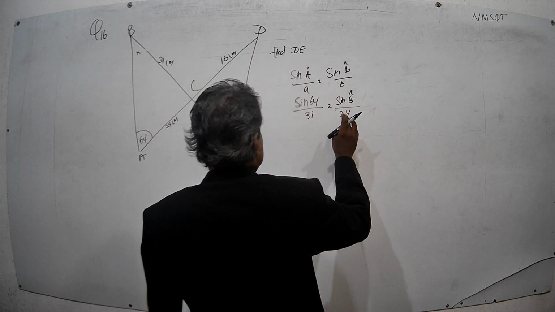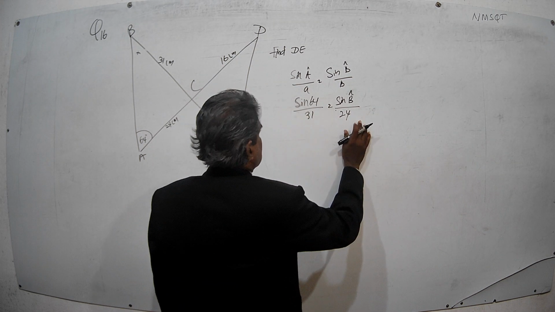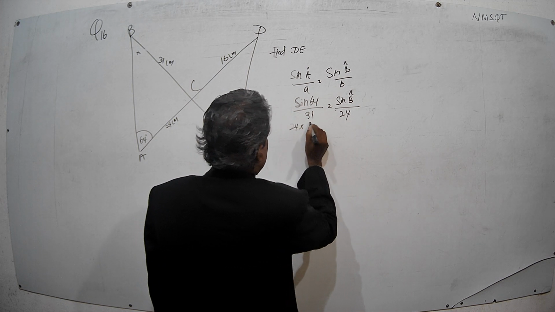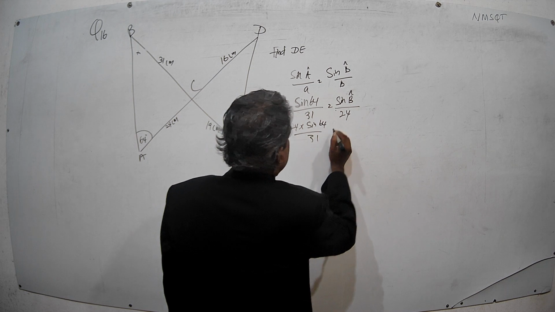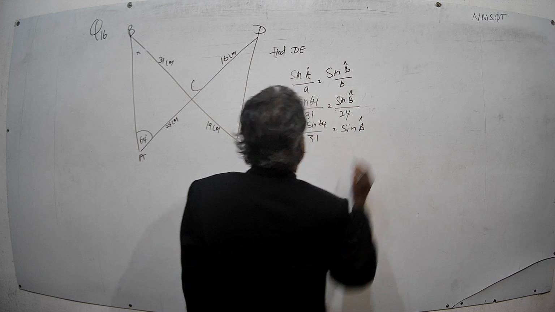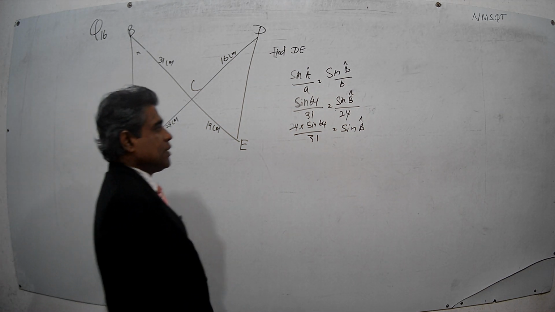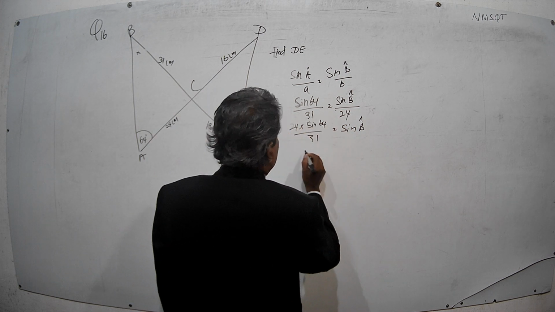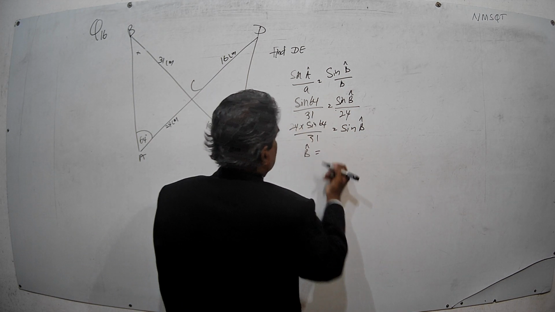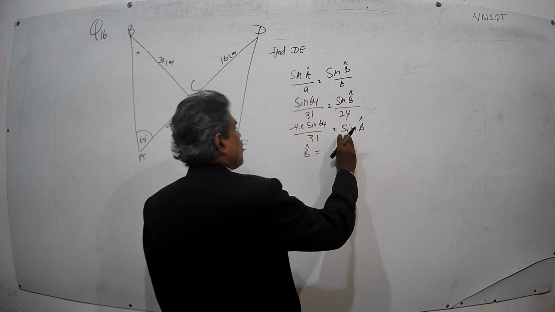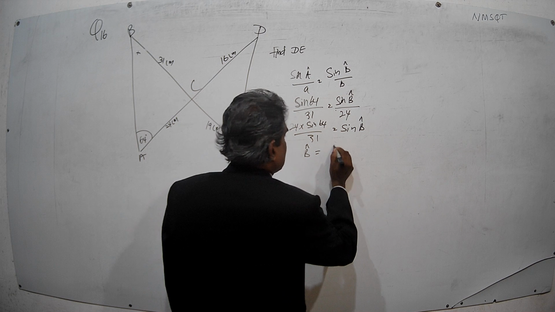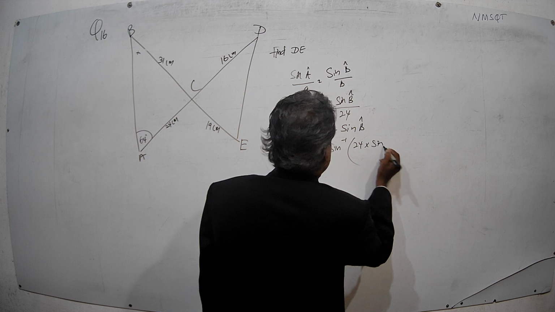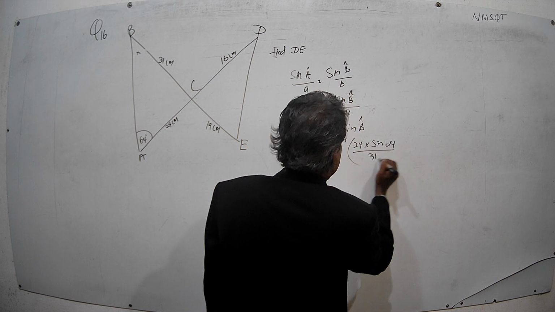Now, applying this, we find sine of angle B. Take the 24 to this side; it becomes multiplication. Then we write 24 times sin 64 over 31 equals sin B. Now we have to find angle B. When you take the sine term to this side, it becomes sine inverse. So angle B equals sine inverse of 24 times sin 64 over 31.